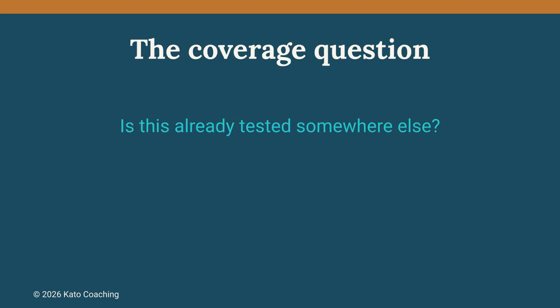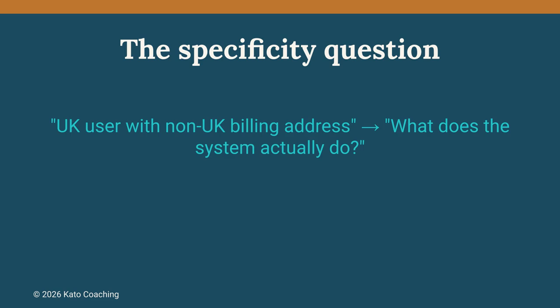Before you write anything new, check what you already have. Some of what AI surfaces will already be covered, things like happy path transactions and basic input validation. Don't duplicate. What you're after are the gaps, scenarios specific to this feature, this rollout, or this combination of circumstances that nothing else covers.